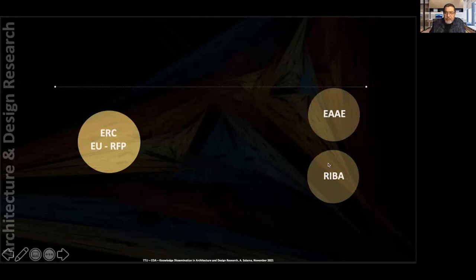Relevant to architecture, RIBA and the European Association of Architecture Education have also developed some working papers and guidance on assessing research impact and dissemination, but focusing more on how it relates to practice and practice-based research. And some of these standards and guidance include many things, but all of them are relevant to design practice or are focused on design practice.